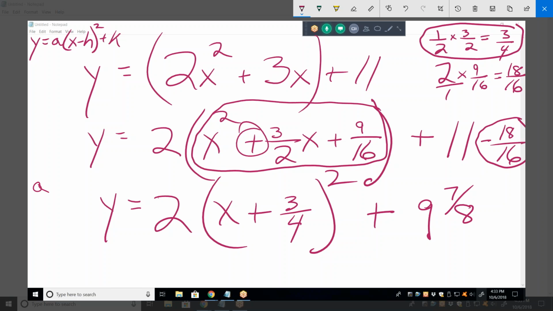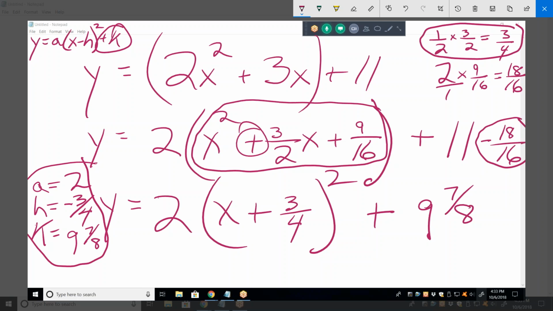Tell me what A, H, and K are based on that answer. A is 2. H is 3/4. It's always the opposite sign. So -3/4. On the H, it's always the opposite sign. K, it's plus K. So the K is still 9 7/8. And now with that information, you can graph it and do anything else you want to do.